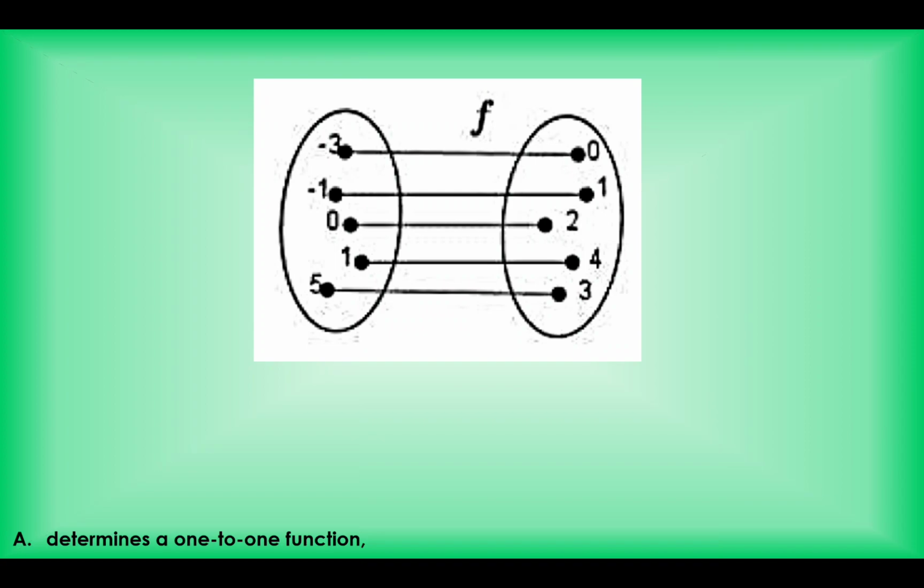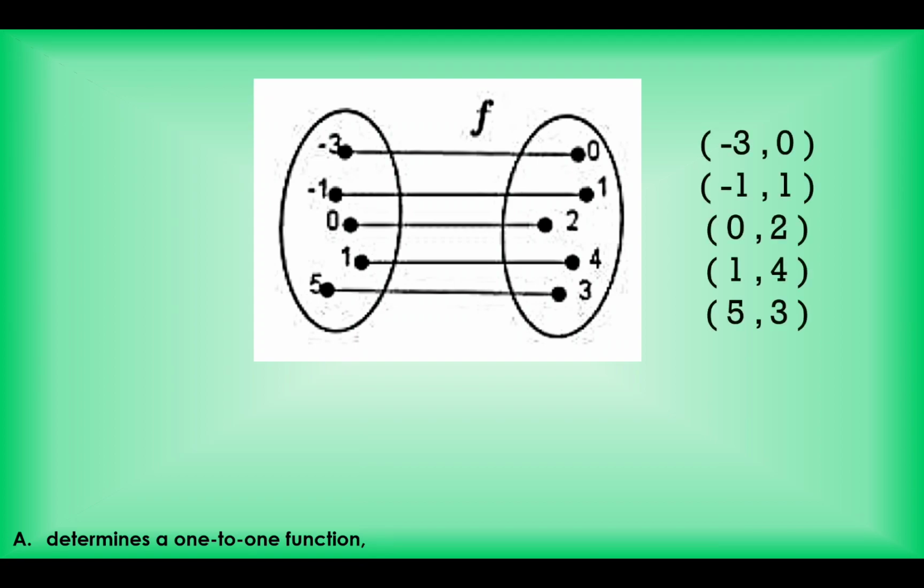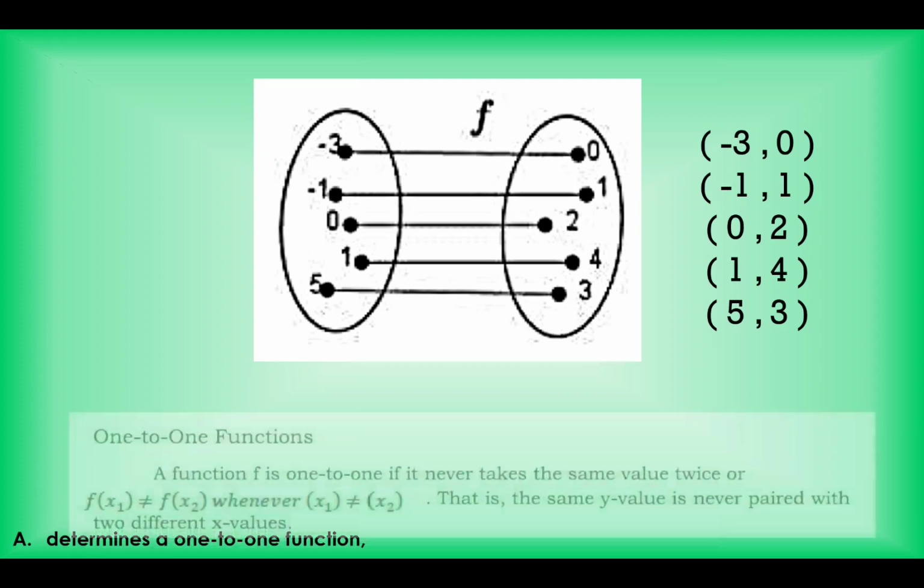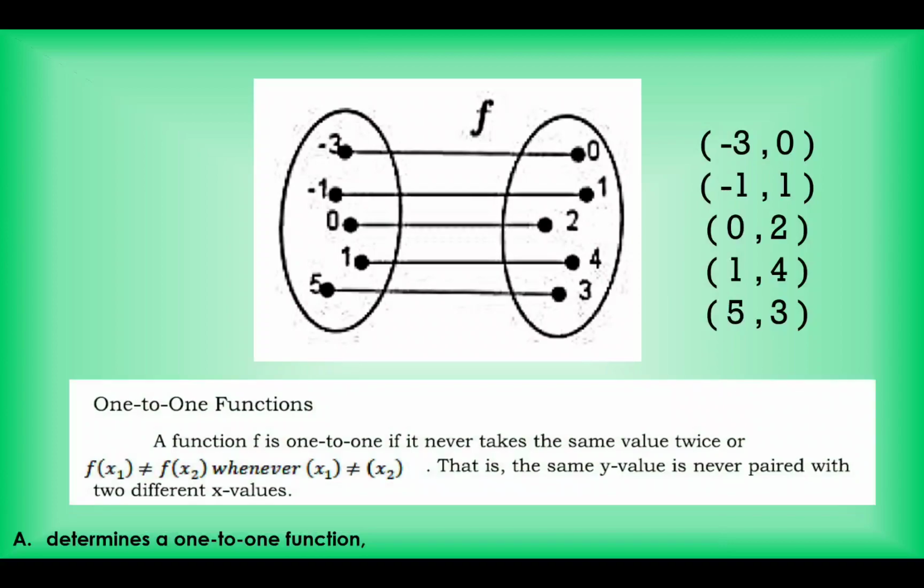Ano nga ba ang one-to-one function? On this illustration, makikita natin that the ordered pairs are (-3, 0), (-1, 1), (0, 2), (1, 4), and (5, 3). This is a perfect example of a one-to-one function. So makikita nyo yung relationship na meron yung ating mga ordered pairs, yan ay tinatawag na one-to-one function. A function is one-to-one if it never takes the same value twice. Okay? For the x-coordinate and the y-coordinate.